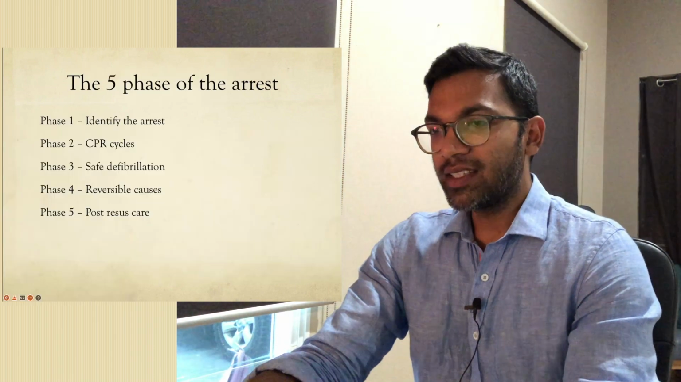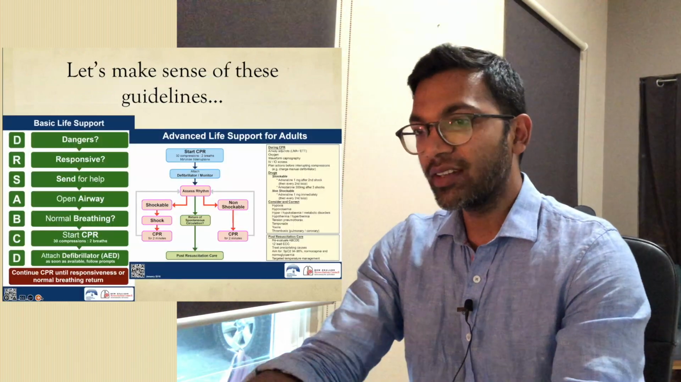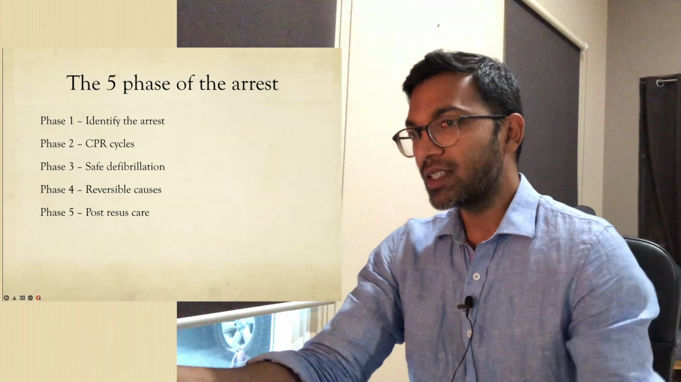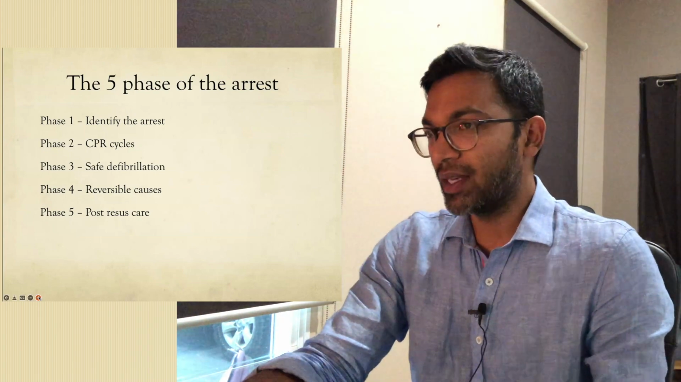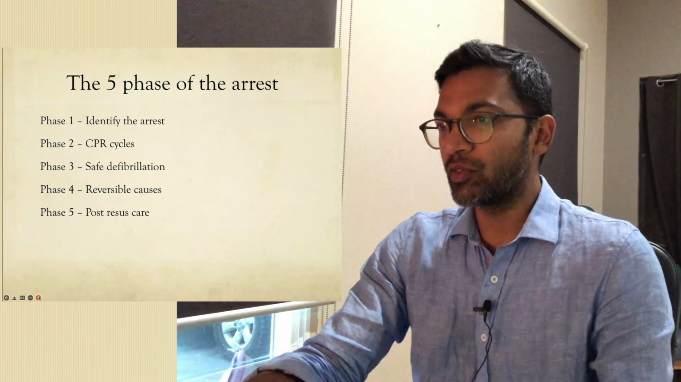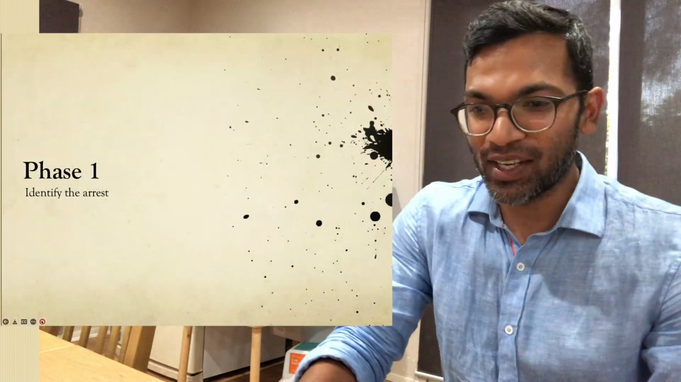So these guidelines, the way I think about it is actually not the way that it's written out. There's 5 phases. So phase 1 is identifying the arrest. Phase 2 is CPR cycles. Phase 3 is safe defibrillation. 4 is reversible causes. And 5, okay, phase 1, identification of the arrest.